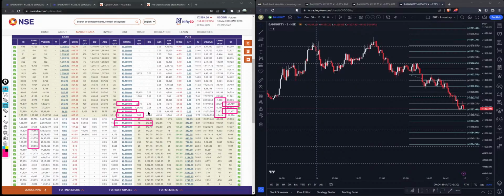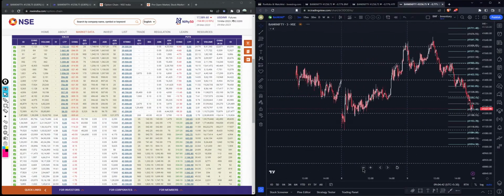41,200 also, because that's an immediate support. Okay, so that's one thing which I wanted to share. And second thing, there was this balance which I spotted when 41,500 broke. So 41,500 is here, but I was seeing this balance, and I'm just going to take it forward today and see how the overall auction develops.